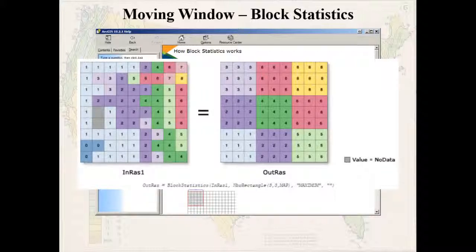Here's an example of block statistics. This one is going to be giving me the maximum value inside of the neighborhood, which is going to be a 3 by 3 rectangle. So if I look at this neighborhood, I see that the maximum value is 3. In a block operation, I store that output in all the cells of the neighborhood. The next neighborhood is going to have no overlap with the first neighborhood. Each cell in there is going to get the maximum value inside that neighborhood.